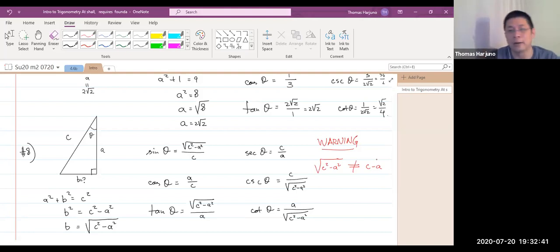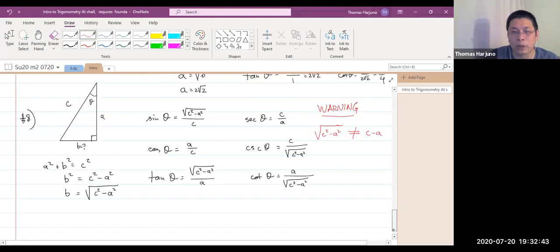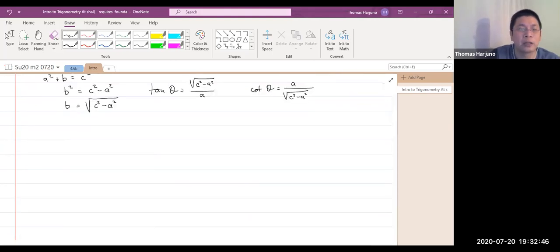Now, we will go backward. The following technique seems to be strange. It's slightly different from our textbook, but I want to build your intuition first. Suppose, for example, let theta be an acute angle.